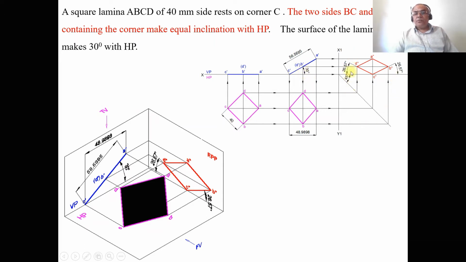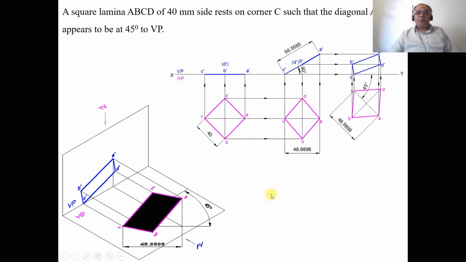And this is how it will look in the orthographic view. Actually this need not be shown, but since the explanation has to be given for this particular condition, that the two sides BC and CD containing the corner make equal inclinations with HP, we have shown this, with the corner as C double dash. And the surface of the lamina makes 30 degrees with HP. Since the surface is inclined, write the corresponding top view.